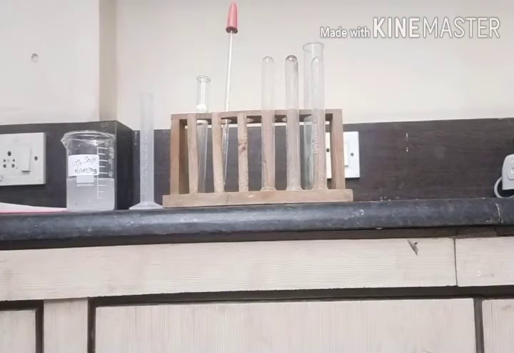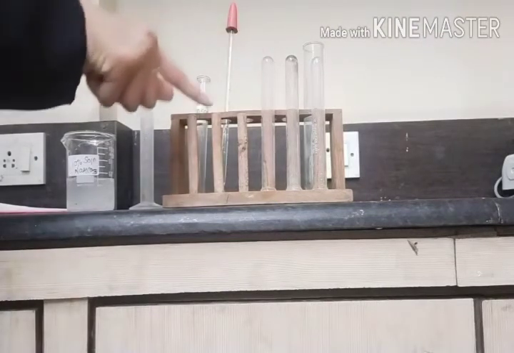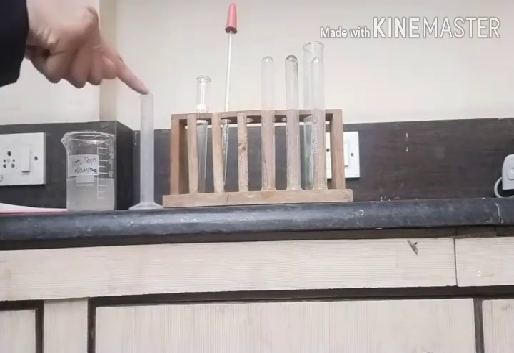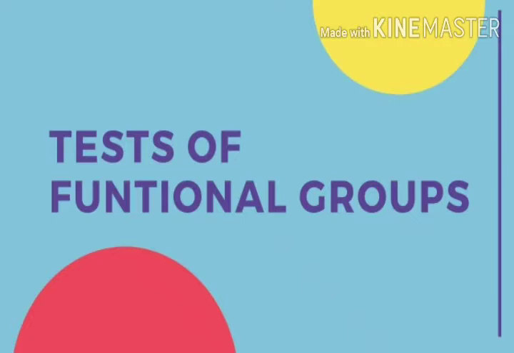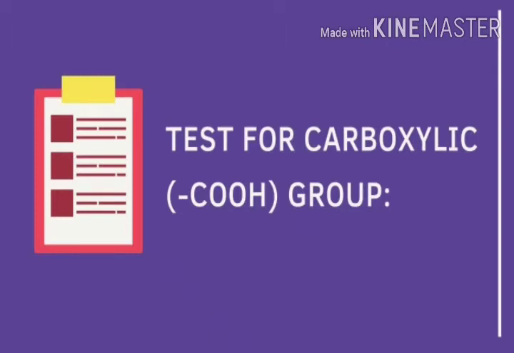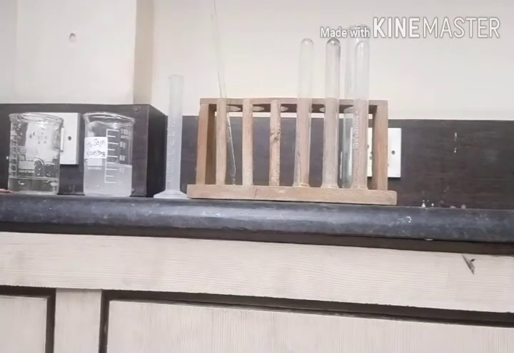Let's start the experiment. In this experiment we require a test tube stand, dropper, and measuring cylinder. Let's move to the procedure. In this experiment, we are going to perform the following tests. The first test we are going to perform is the carboxylic group test.